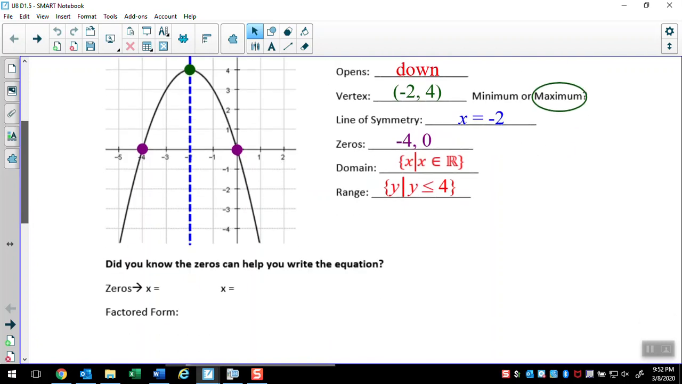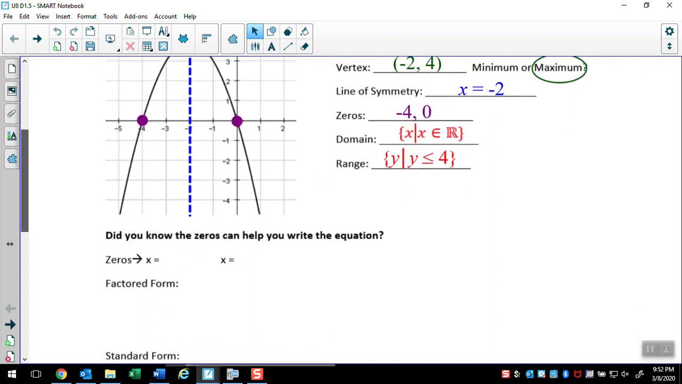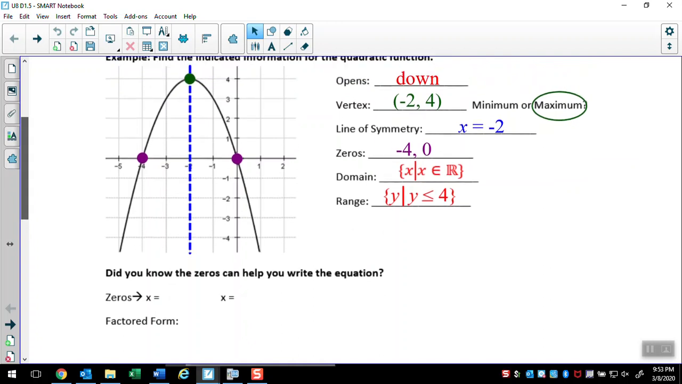Now, did you know the zeros can help you write the equation? This was the second part of the notes from day 1. Unfortunately, we only had one example. We had to cross the second one off. So let's take a look at what this looks like. All right, we have these zeros: x equals -4 and x equals 0.